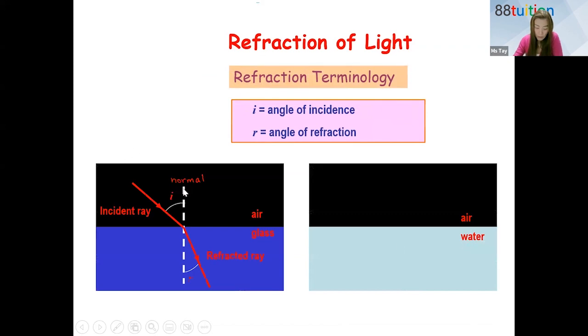So this is the normal. When the ray comes in from the air and then enters the glass, the speed of light slows down. This is the refracted ray. This is the angle of refraction. This is the angle of incidence. They are not the same. The angle of incidence is larger, and the angle of refraction is smaller. You must know this.